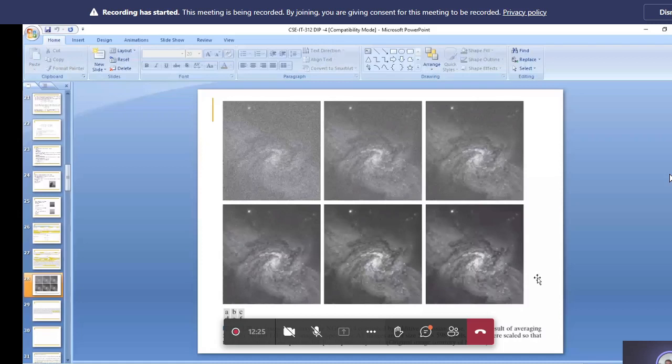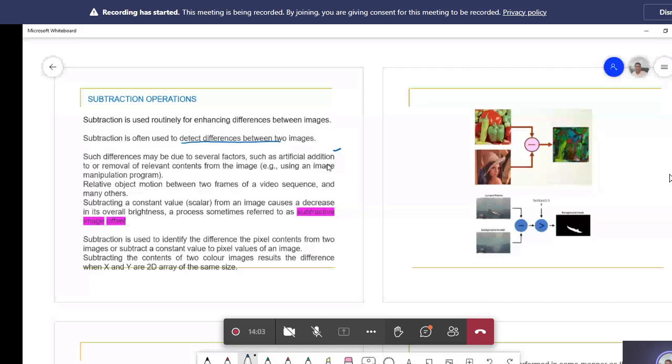So the main point for the subtraction operation is that it is used to detect the difference between two images. Such differences may be used for several purposes, such as artificial addition or removal of relevant contents from images using image manipulation programs, and relative object motion between two frames of a video sequence, and many other applications also. So subtracting a constant value, or we can say a scalar value, from an image causes a decrease in its overall brightness. Here you are talking about a constant value, so it can be 5 or 10. This is a process sometimes referred to as the subtractive image offset.